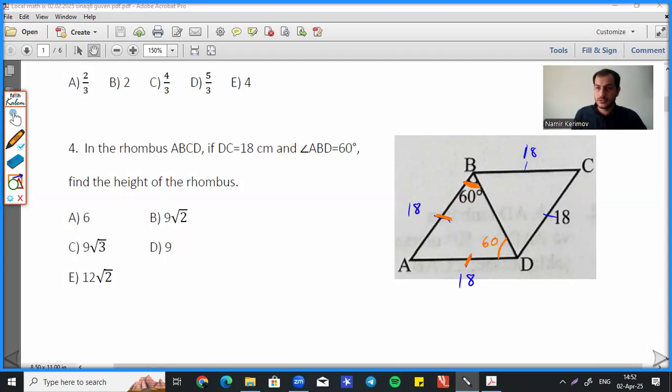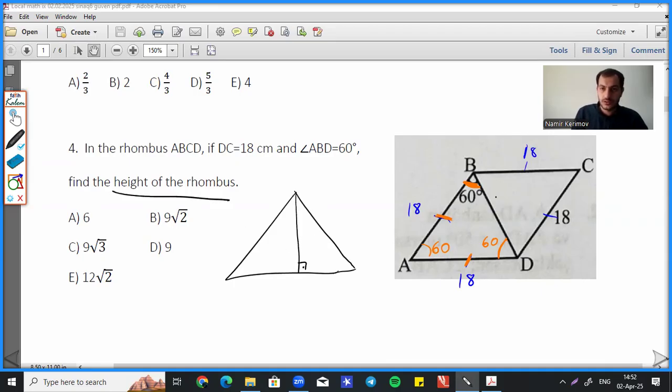So if two angles are 60, it is obvious the third one should be 60. So now we get an equilateral triangle. For the equilateral triangle, let's find the height of the rhombus. Here, the height of the rhombus is the height of the equilateral triangle. So if one of the sides is 18, and we know that the measure of these angles should be 60 and 30.